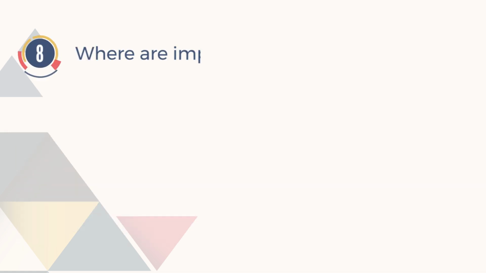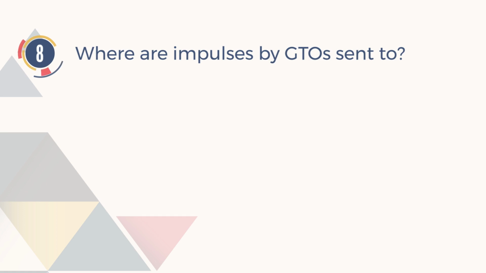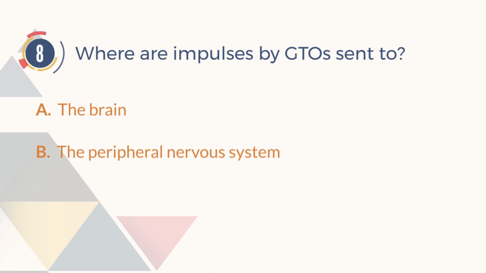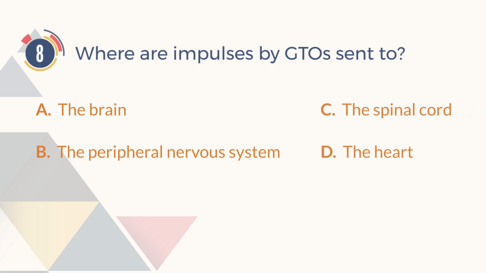Number 8. Where are impulses by GTOs sent to? A. The brain. B. The peripheral nervous system. C. The spinal cord. D. The heart. The answer is C. The spinal cord.